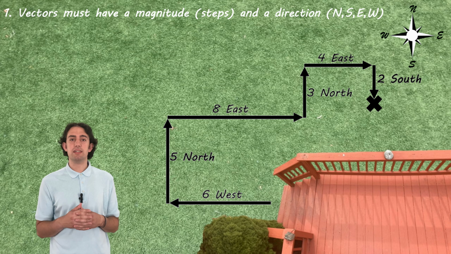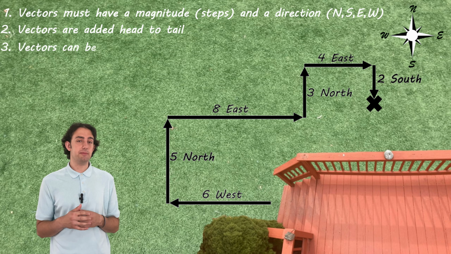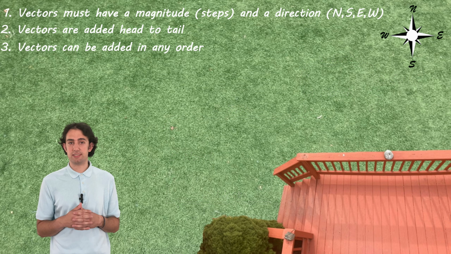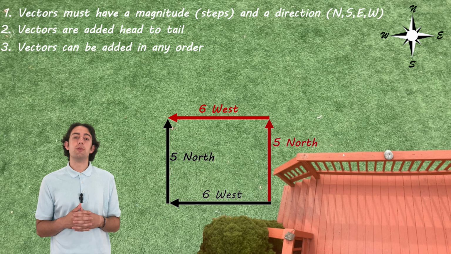The second principle is that vectors are always added head to tail. The head is the arrow, and the tail is the opposite end. The tail is where we begin, and the head is where the vector ends. The third principle is that vectors can be added in any order. In this example, the first 2 directions were 6 steps west, followed by 5 steps north. If we swap them, we will go 5 steps north, followed by 6 steps west. As you can see, we end up in the same location, regardless of the order.